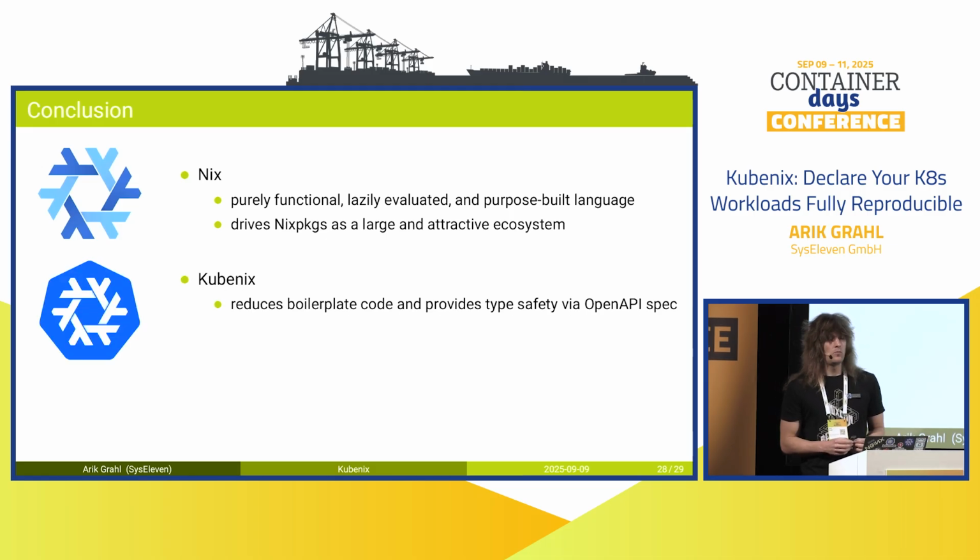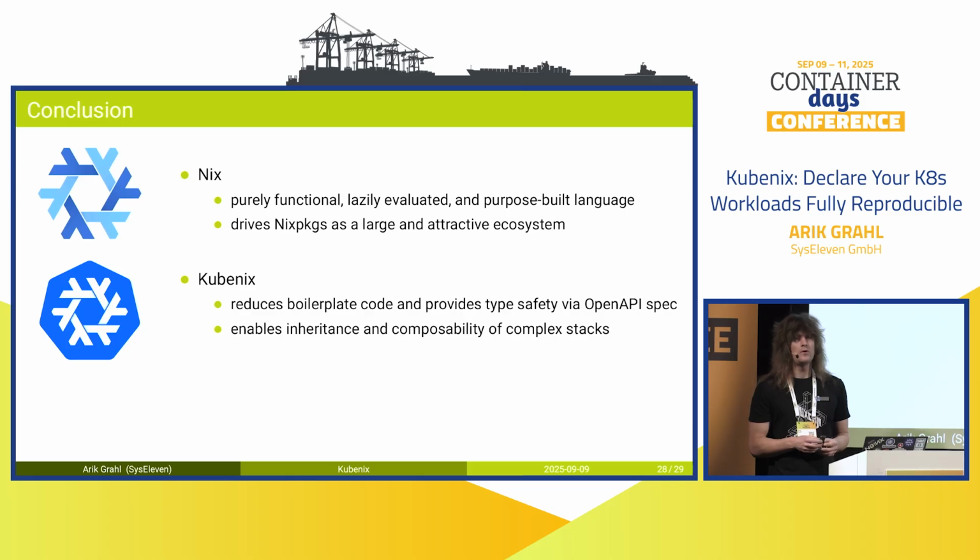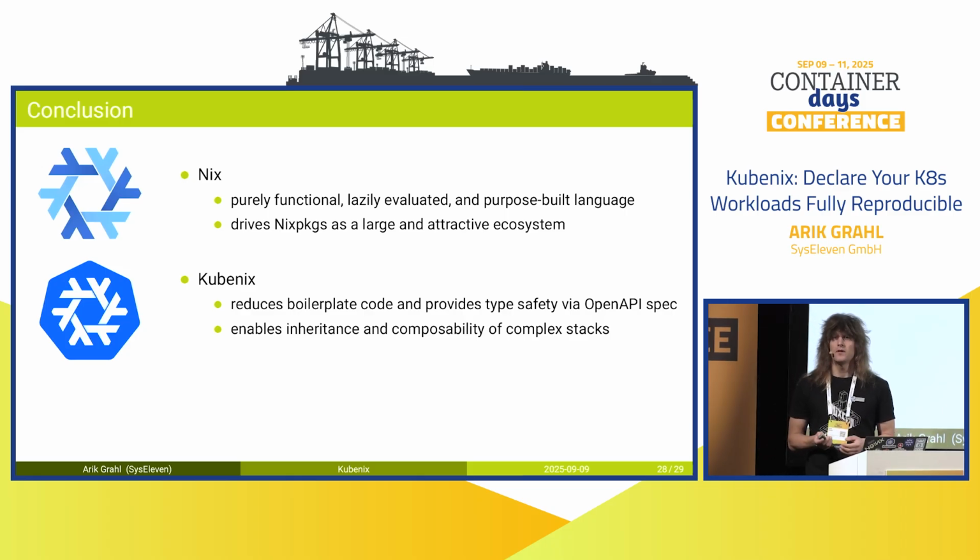With Kubenix, we can significantly reduce our boilerplate code, and it provides us true type safety for Kubernetes, thanks to the OpenAPI specification. Furthermore, through its means of abstraction, it allows us to manage even complex stacks. It integrates well with existing ecosystems, such as Helm on the one hand and OCI containers on the other side.